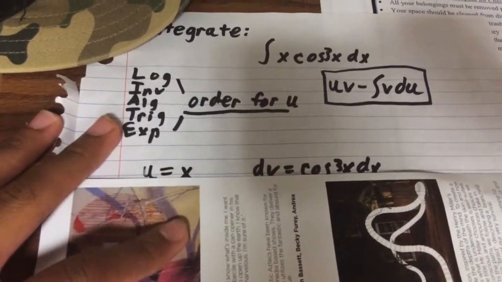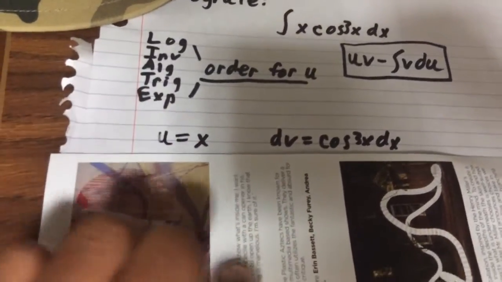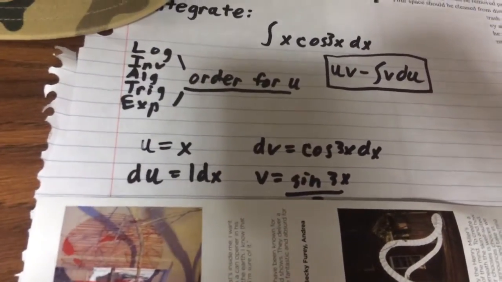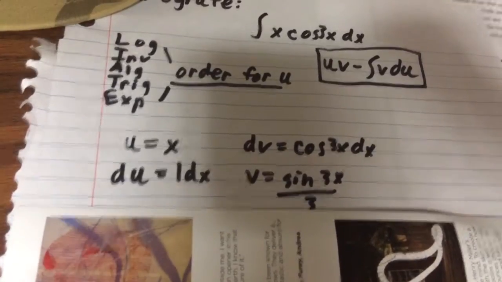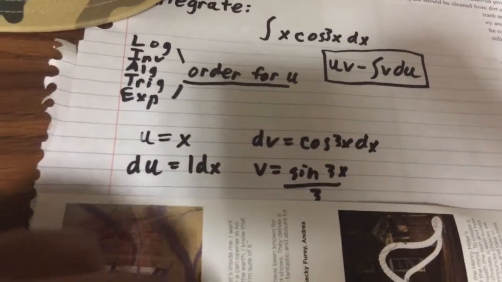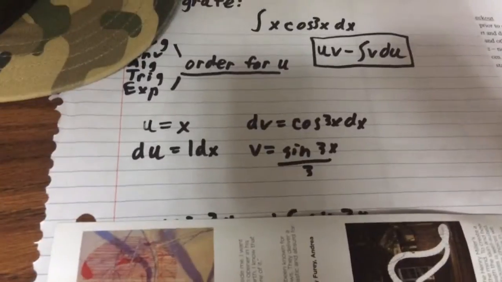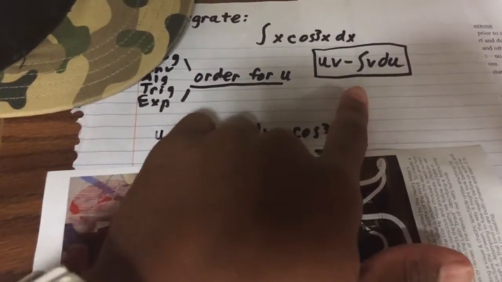So then the next step is to take the derivative of u and then integrate the dv. The derivative of x is just 1 dx, or 1, and then the integration of cosine 3x dx is sine 3x over 3. Alright, now that we have all of our variables, we just plug it into this formula.